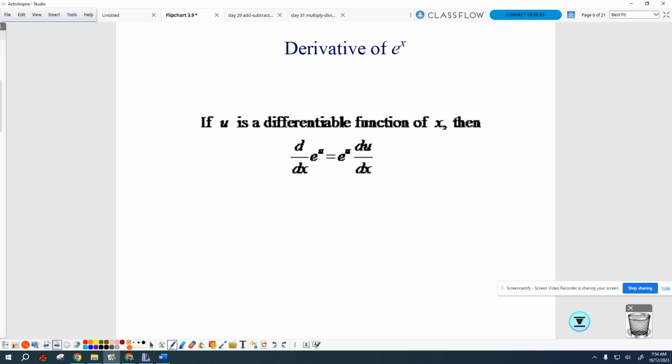Here it is written in chain rule form. So try that.